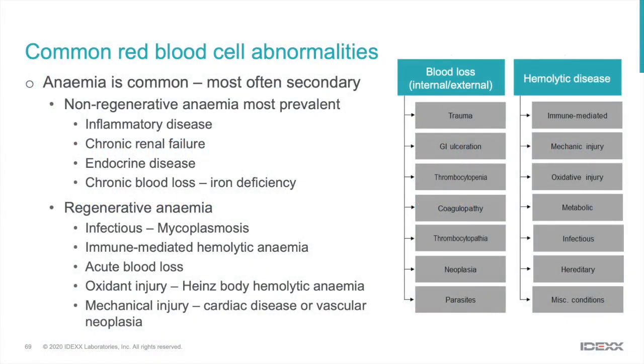By far, the most common red cell abnormality we see in the cat is anemia, and generally it's secondary to some other process. The non-regenerative anemia is by far the most common, and we can see this frequently with inflammatory disease, but we can also see it with other conditions like chronic renal failure or endocrinopathies or chronic blood loss, especially in the cat with inflammatory bowel disease, where we have this smoldering loss of blood throughout the process.